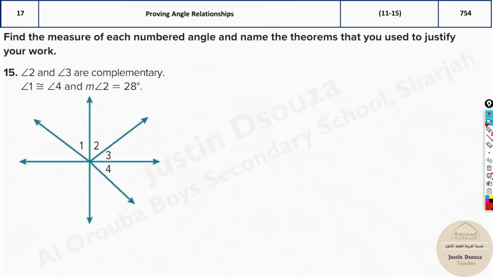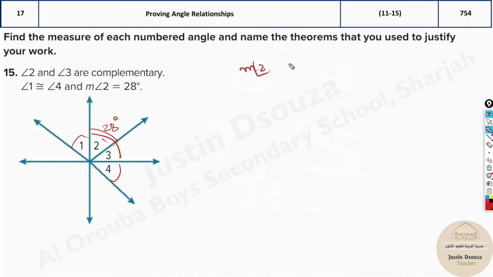And over here, again, another similar one. Angles 2 and 3 are complementary, they have told us. Yes, because they are 90 degrees when you add them up. And they have told us angles 1 and 4 are equal, and the measure of angle 2 is given to be 28 degrees. So how do we find the other angles? First let's do angles 2 and 3.